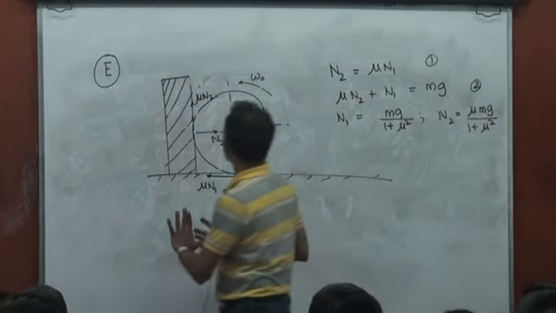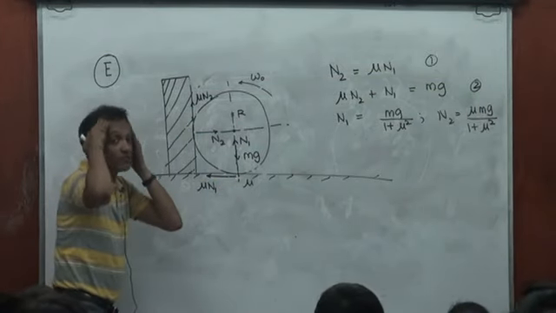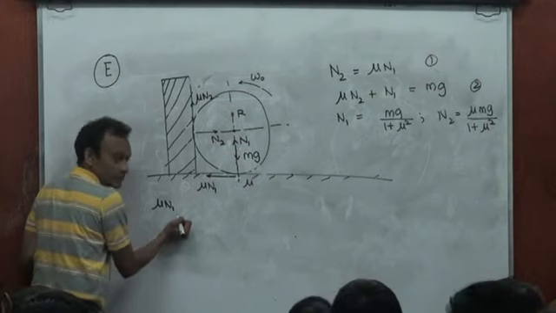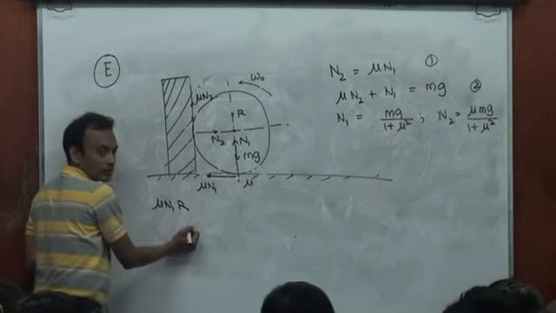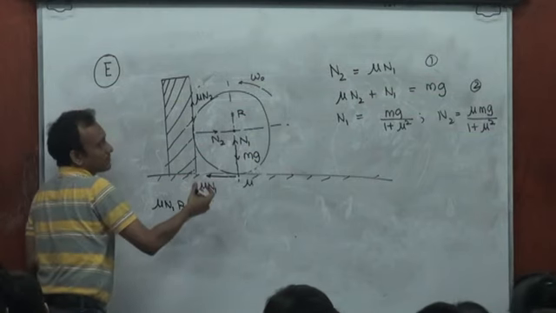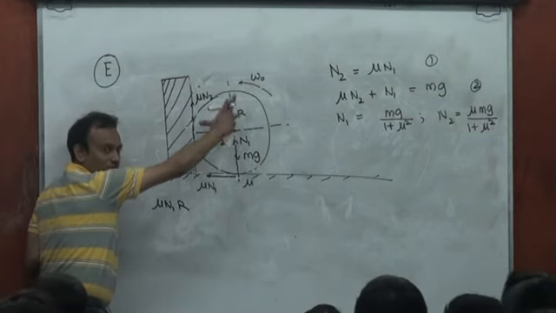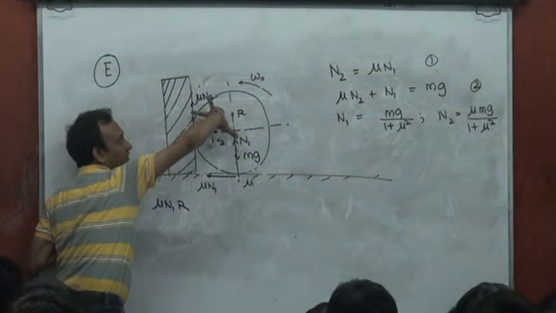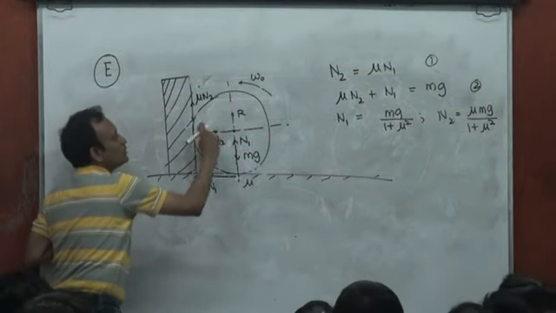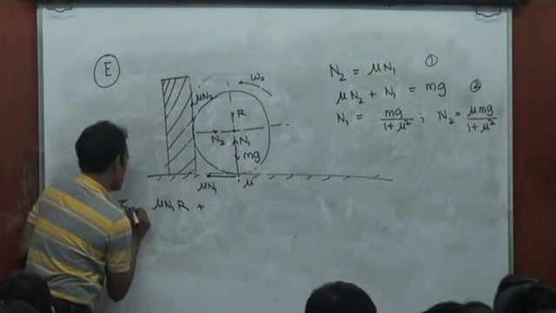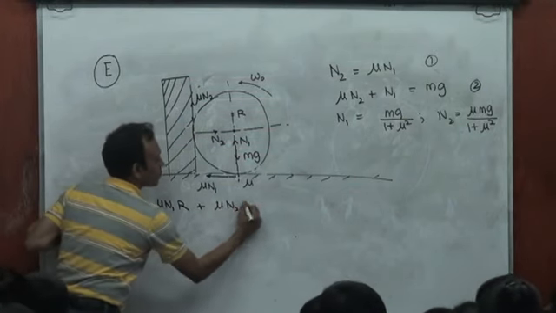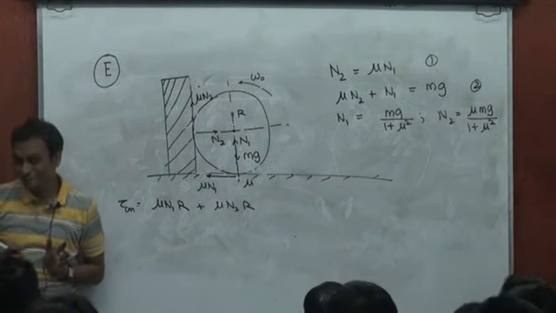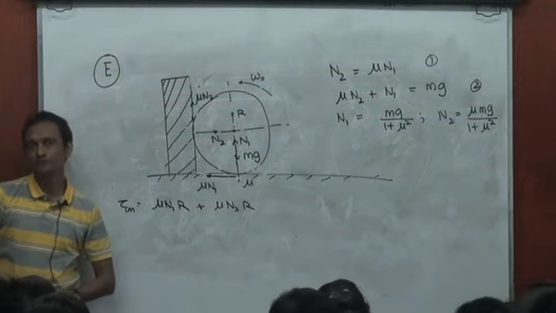Now, look, what's the net torque about the center of mass? Well, there is mu n1 into r. Mu n1 into r is a clockwise torque about the center of mass, yes or no? Clockwise torque, right? And mu n2 into r is also a clockwise torque about the center of mass. Yes or no? It's a constant torque.